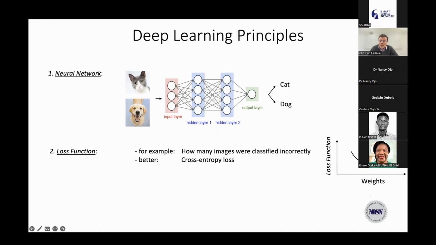So here's just a simple representation of what it really means. So basically you want the loss function, and you want to minimize this loss function. So for example, you want to minimize the number of images that are classified incorrectly. So you need a way to go there.